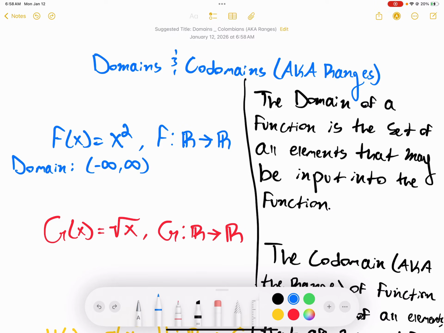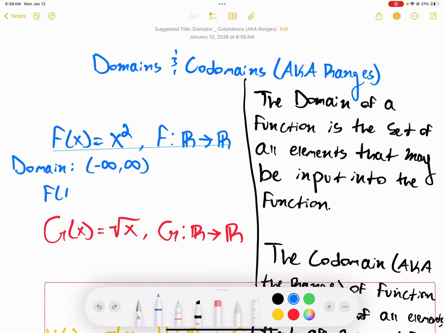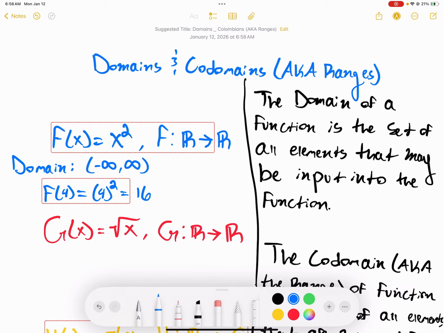Anytime you square a number, you're going to get a positive number. If I input a negative number, let's say negative 4, f of negative 4 is equal to negative 4 squared, which is equal to positive 16. And if I were to do f of positive 4, f of positive 4 is equal to 4 squared, which is equal to, again, 16.